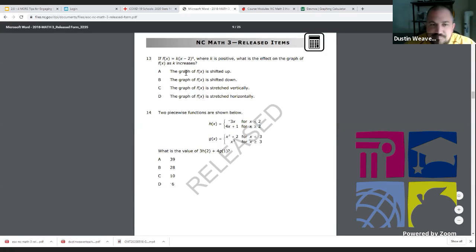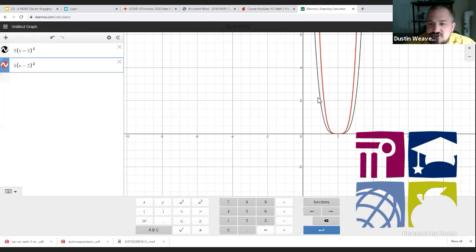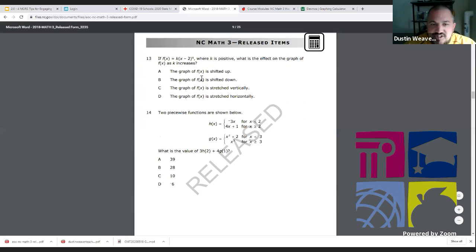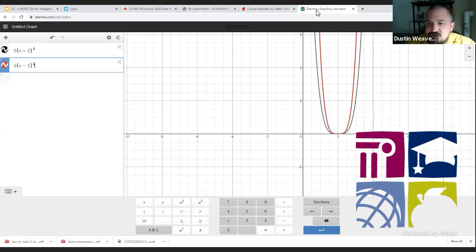Was it shifted up? No, it doesn't look like it was shifted up at all. Was it shifted down? No. So now the answer is, was it stretched vertically or was it stretched horizontally? Which way did it get stretched as the number increased? Was it stretched vertically or was it stretched horizontally? What do you guys think? Yeah, vertical stretch is what it is.